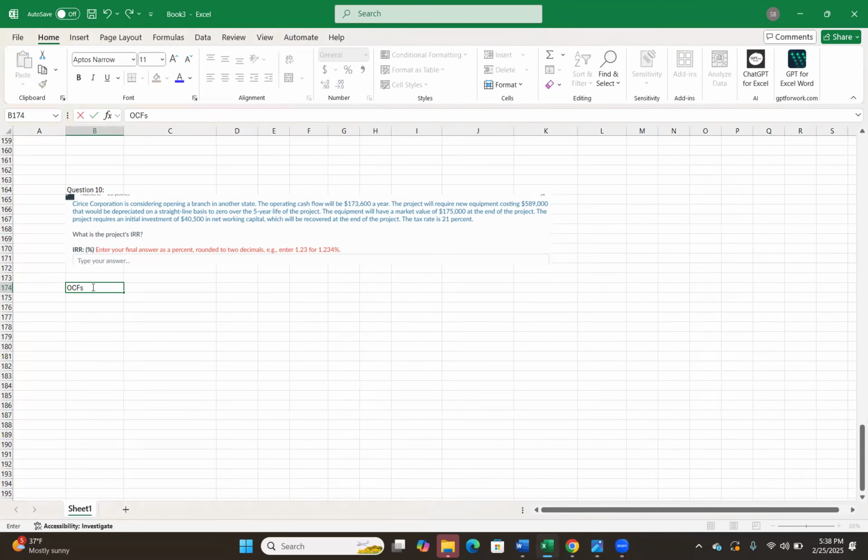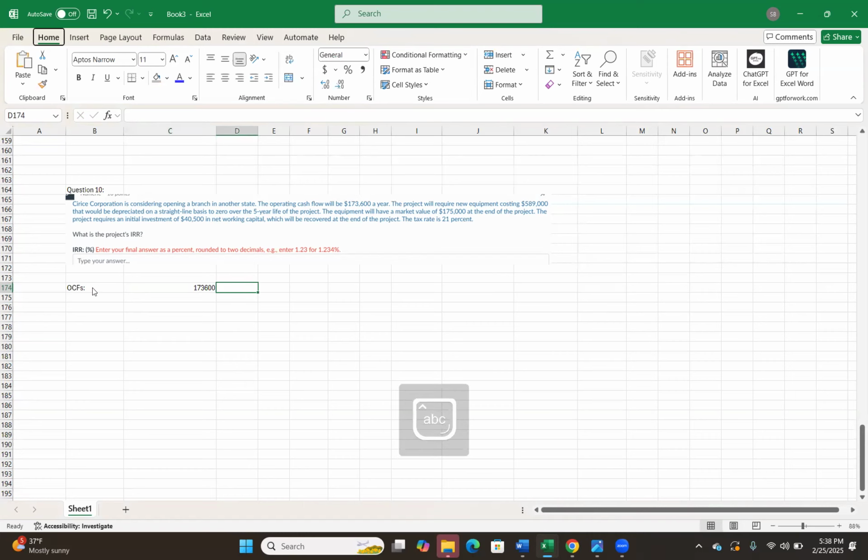So OCF's awesome. She gives us the OCF, 173,600 per year. And then the project will require new equipment costing 589 that would be depreciated on a straight line basis to zero over the 5-year life. Market value of 175.